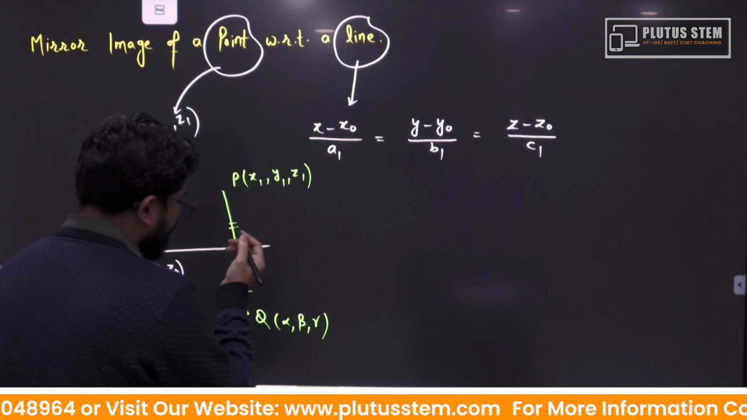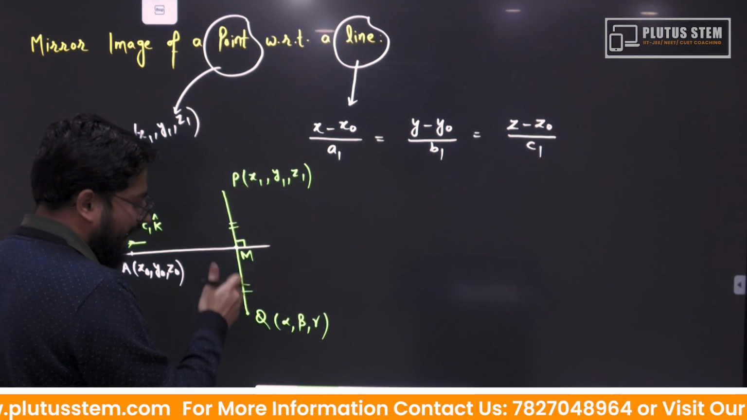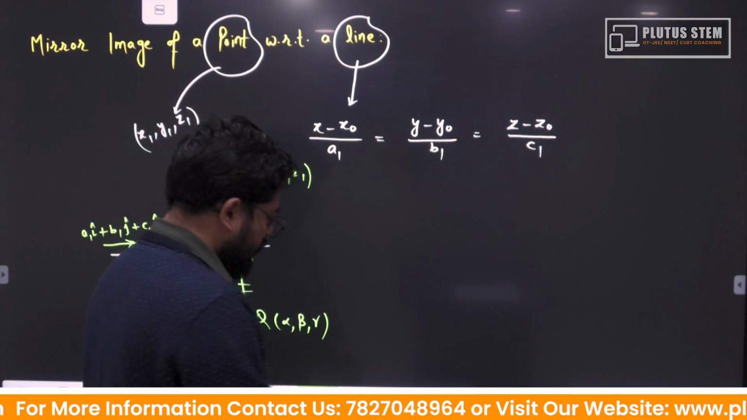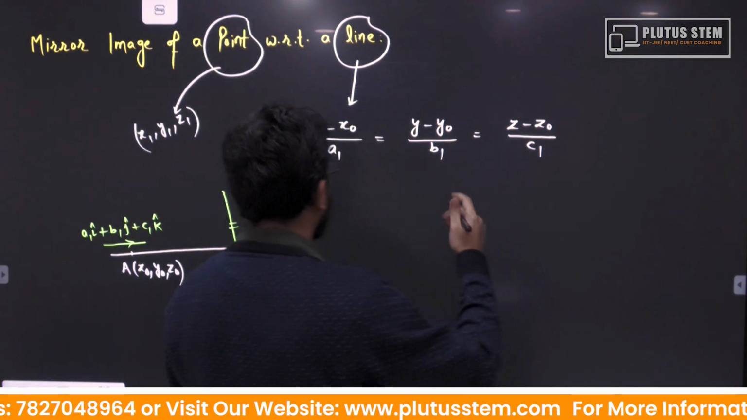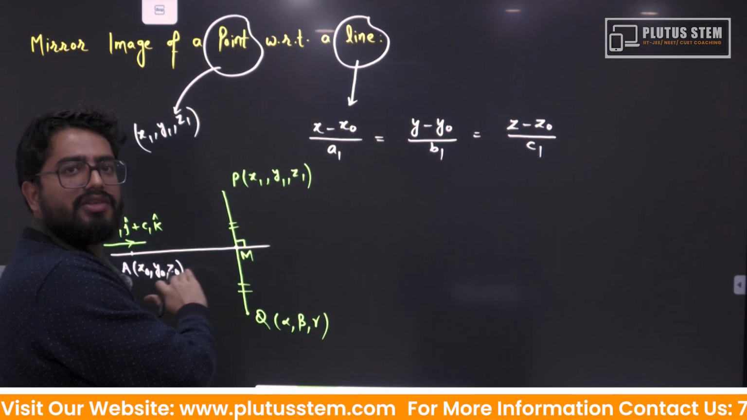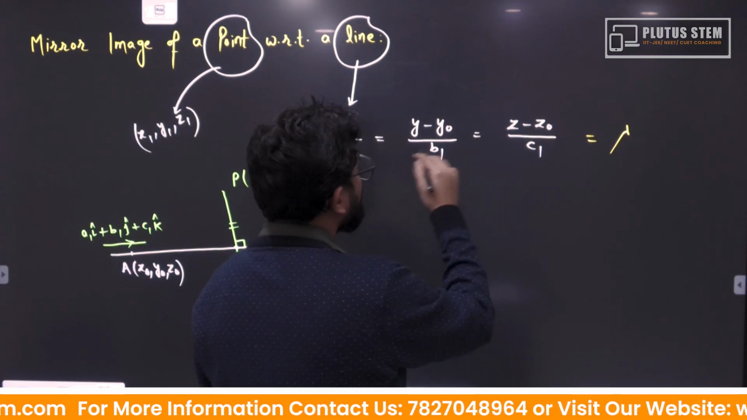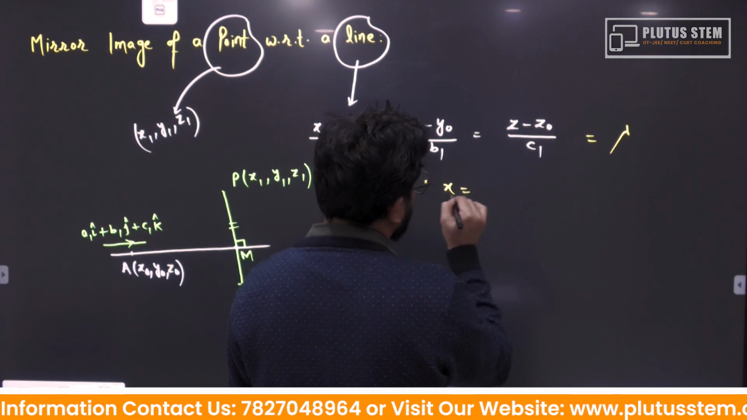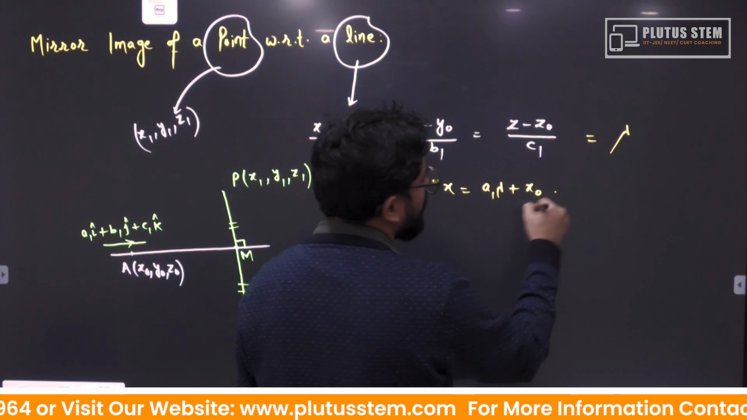M is a point which lies on this line and on the line segment PQ. So you can find a general point on this line. How can you find the general point? You can say this is equal to some lambda. So x is equal to a1 lambda plus x naught.